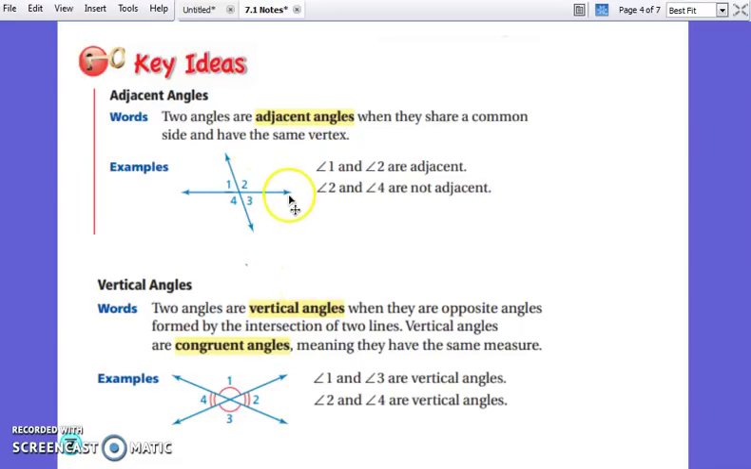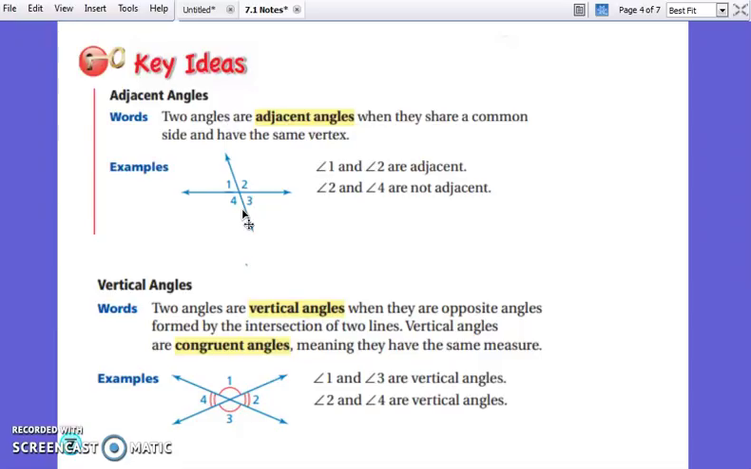Two other angles that are adjacent would be angle 3 and angle 4. Notice that they share a line. So, for example, 4 and 3 share a line. They're adjacent. 2 and 3 share a line. They're adjacent. 1 and 2 share a line. They're adjacent. The other kind of angle we're going to be talking about today is the vertical angle.